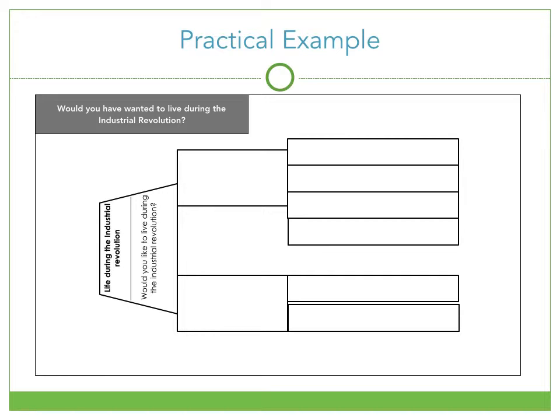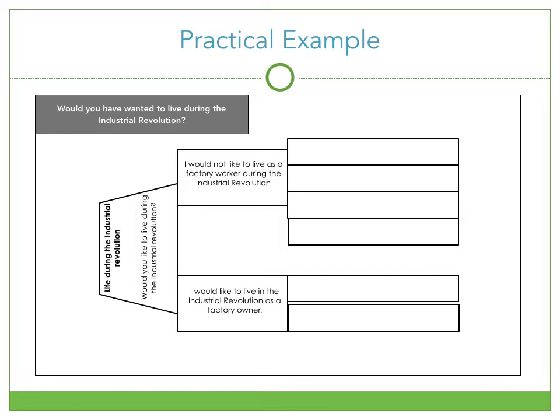So right at the top of the jellyfish's head, it's going to be life during the Industrial Revolution. That's the topic or statement that they're going to be overlooking, and the information beneath it to contextualize it is, would you like to live during the Industrial Revolution? The next step is for learners to give a personal opinion. These are the arms of the jellyfish.